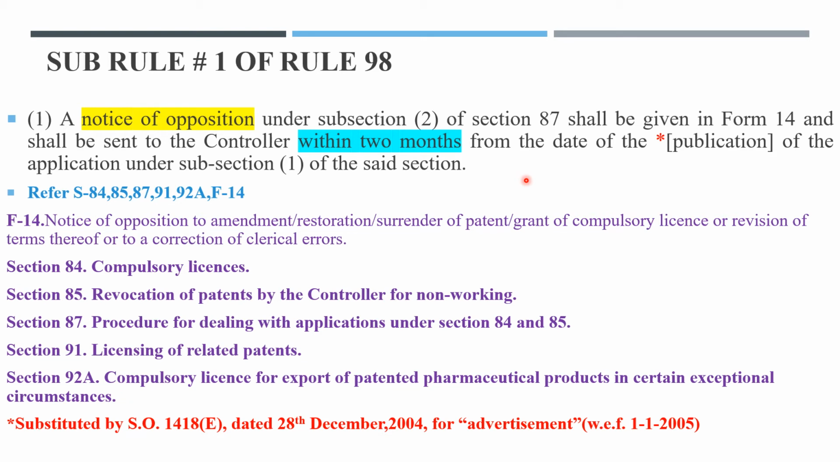So rule number 98 is the most relevant to section 87. That means the procedure for the acts of section 87 is described in rule number 98. I hope now it is pretty clear. So let us proceed.